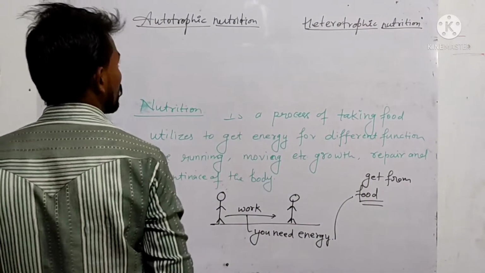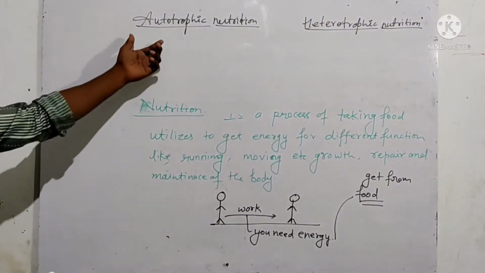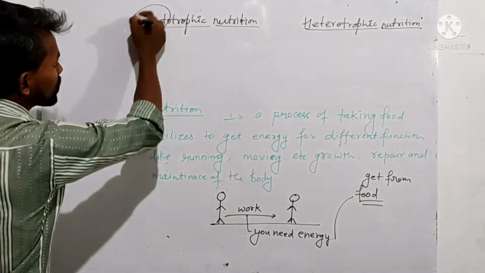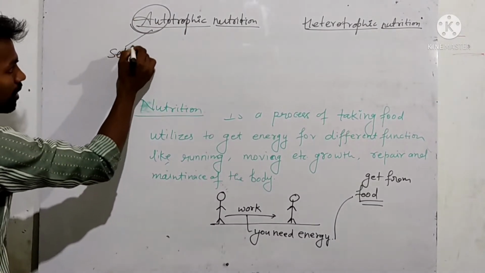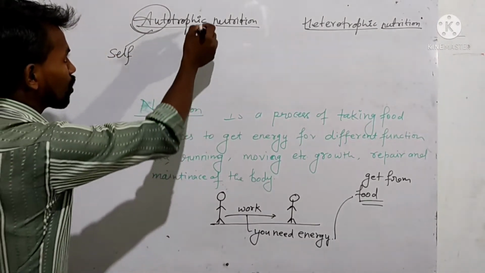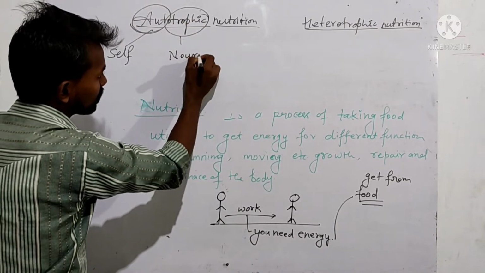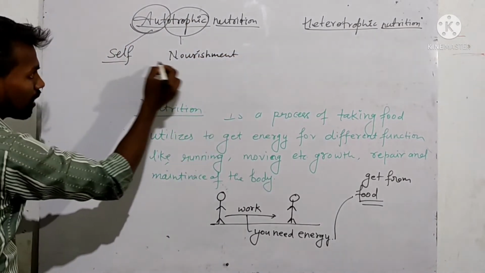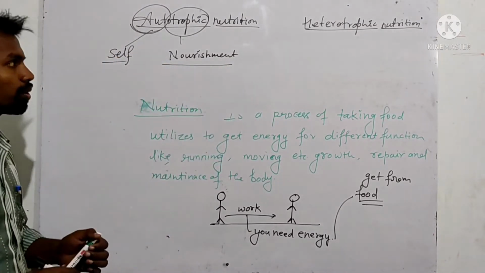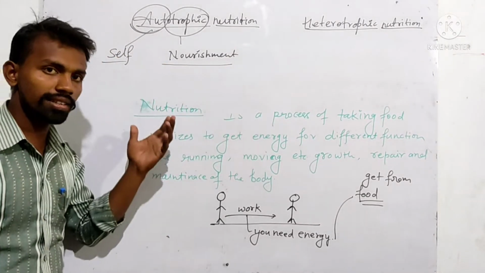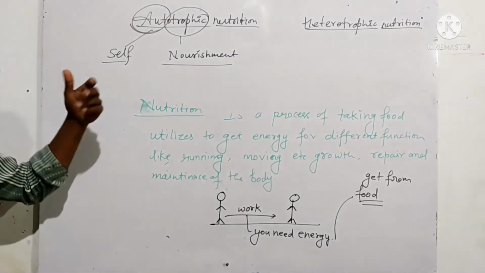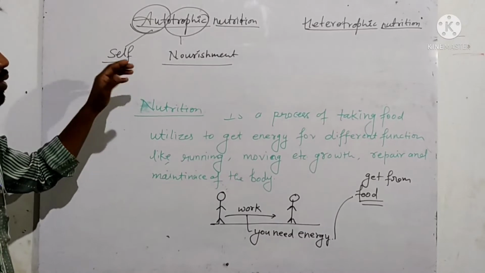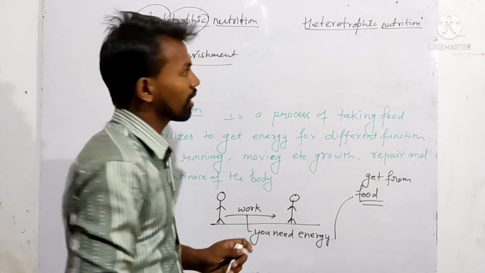First of all, we will study about autotrophic nutrition. What is autotrophic nutrition? Auto means self, and trophic means nourishment. Organisms that take their food by themselves or synthesize their food by themselves are known as autotrophs, and the process that they perform is known as autotrophic nutrition.